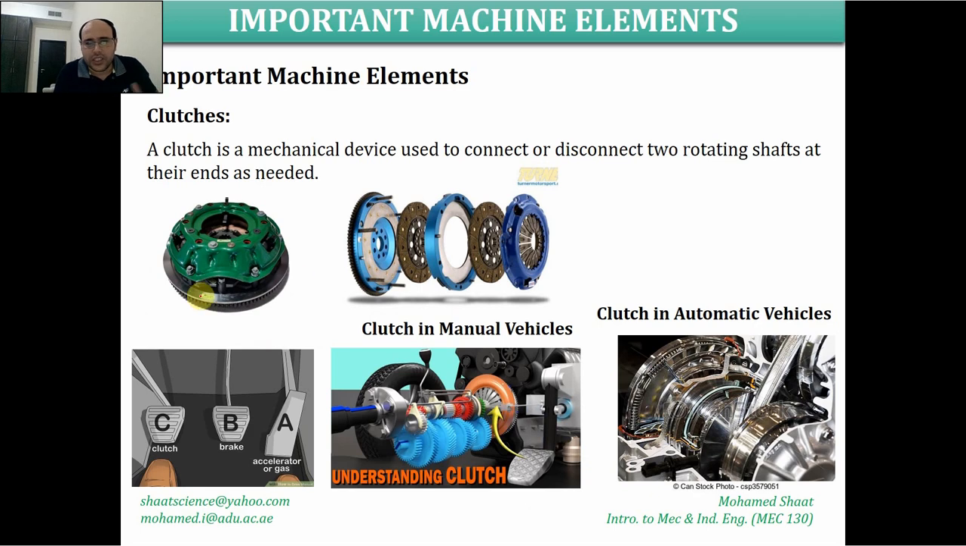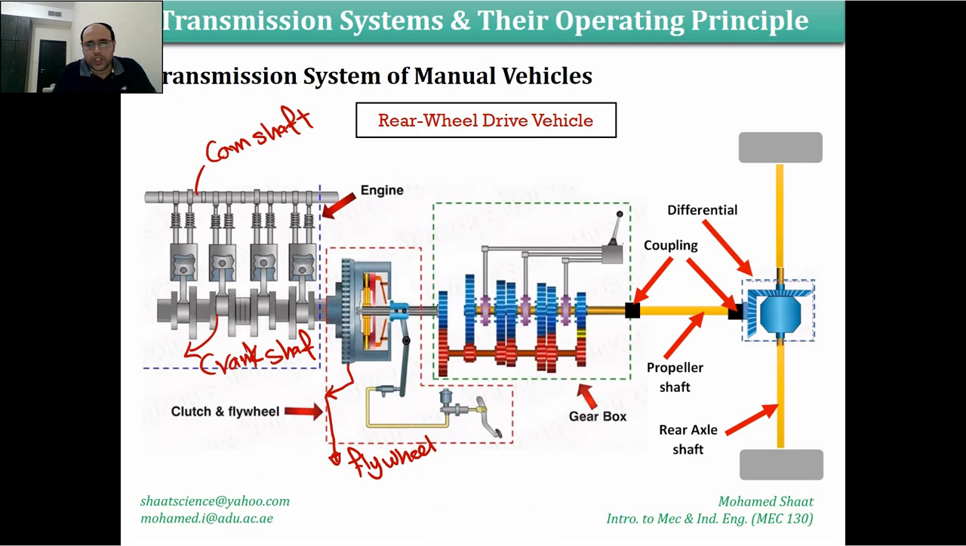So it is a device. This is the shape of the clutch itself. And it should be located, as we mentioned before, just beyond or next to the engine. It should be connected to the crankshaft. Once you switch on the engine, the crankshaft is going to rotate to give rotation to the flywheel. And as long as the clutch is connected, it will give rotation to this gear.